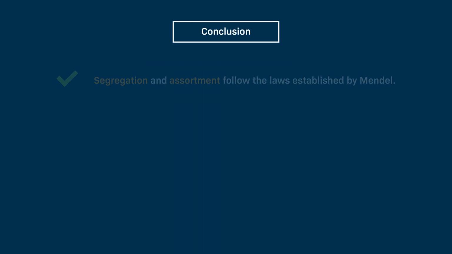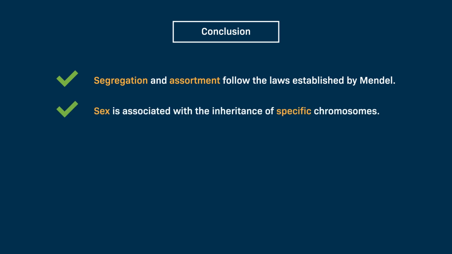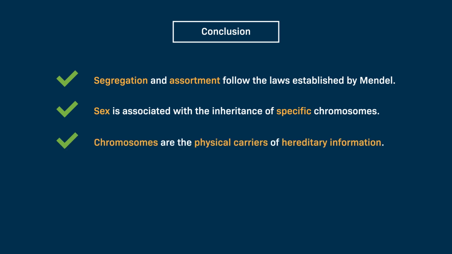In conclusion, segregation and assortment follow the laws established by Mendel. Sex is a trait associated with the inheritance of specific chromosomes, and these observations suggest that chromosomes are the physical carriers of hereditary information.